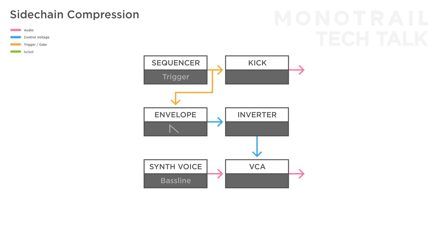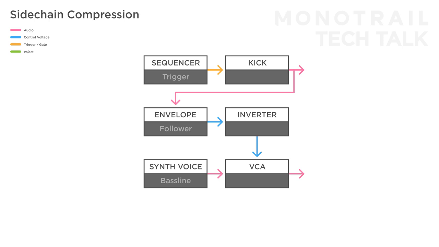This is great for a pumping effect, but it isn't responsive to the kick in any way, and you have to manually match the envelope with the groove of your beat. An alternate option is to send a copy of the kick to an envelope follower, and invert that to close the VCA. In this setup, the volume and decay settings of the kick directly influence the ducking, but you lose manual control over the attack and decay times of the compressor.